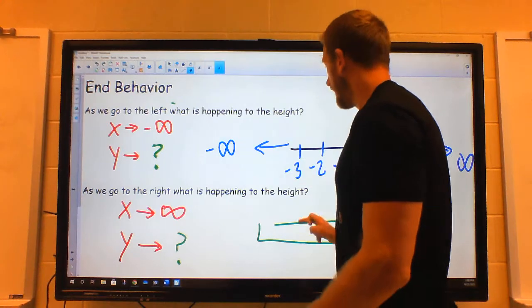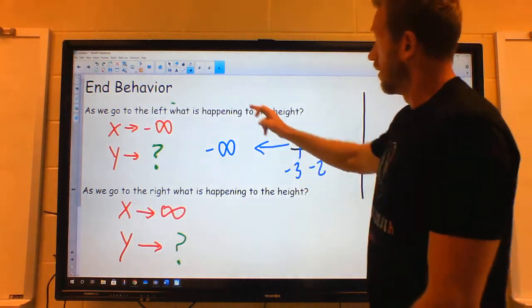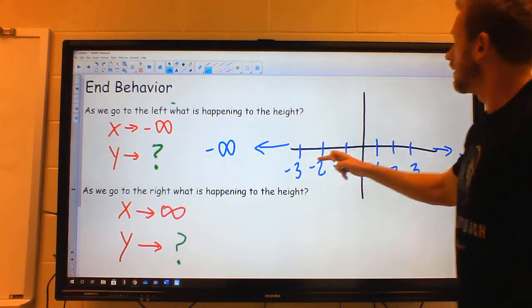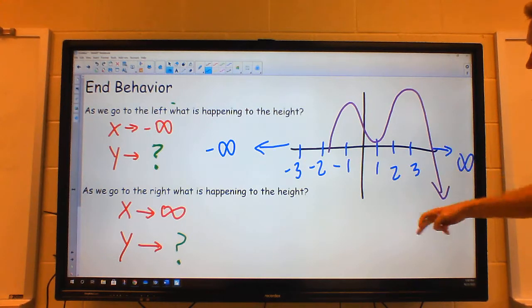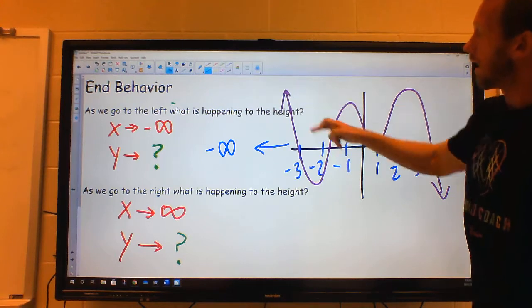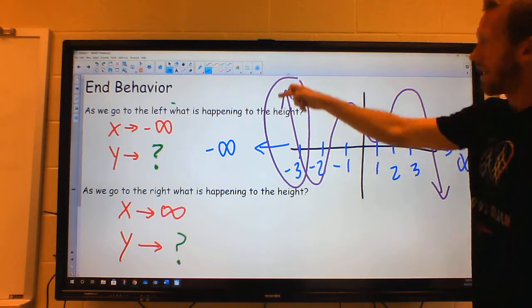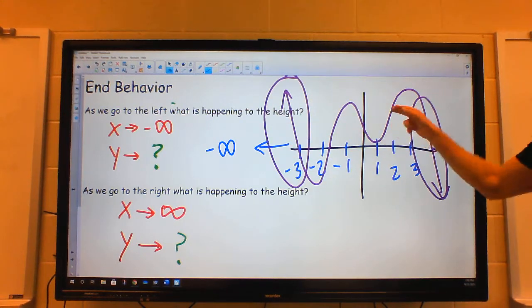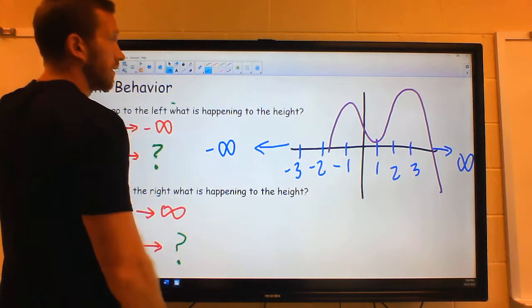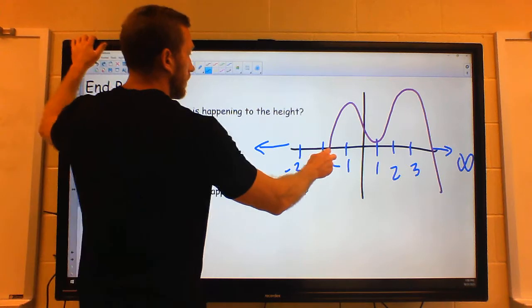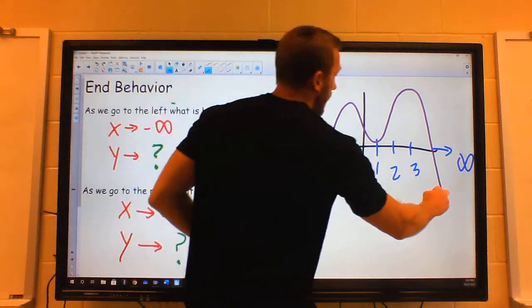And we do not care what's going on in the middle of our function. All we care about is one end and the other end. These are the only things we care about, this end and this end. All of this other stuff doesn't matter. Wow, that's a lot of mess. So we have that and that.